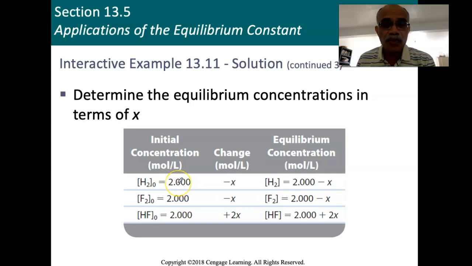So the setup that we will have is this. For the hydrogen, you start with 2 molar, and then the change will be minus x. Fluorine will be 2 molar starting, change will be minus x. And then the product, HF, you start with 2 molar, but the change will be plus 2x. So here are the concentrations that you expect at equilibrium. 2 minus x, 2 minus x, and 2 plus 2x. So this is very, very important because that will lead you to a setup that you can solve mathematically.